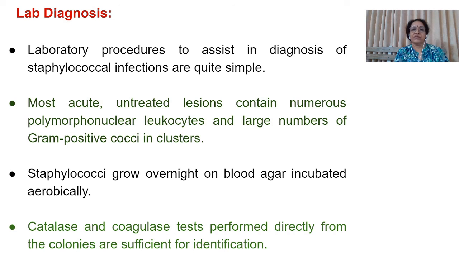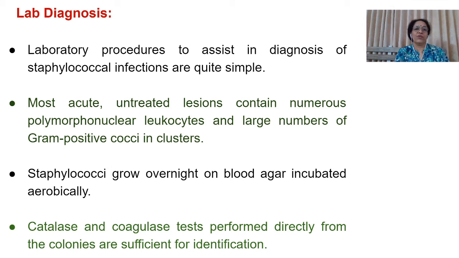Untreated lesions may contain numerous polymorphonuclear leucocytes, that is pus cells, and a large number of gram-positive cocci in clusters. So in microscopy also, you can observe these microorganisms in the sample if they invade that particular system.